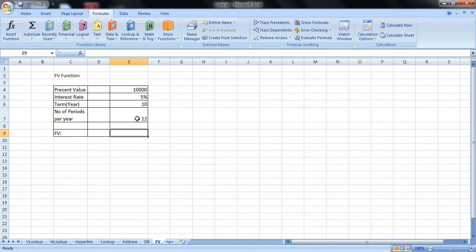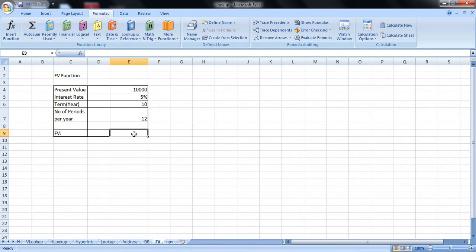Now, the periodic payment is, I have added 12 periods in a year. It can be quarterly as well, or it can be once in a year as well. That depends on your choice. We have the options to mention this in the arguments list. Let us calculate the future value of this investment based on 5% of interest and the term of 10 years.